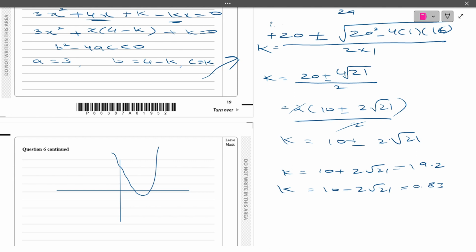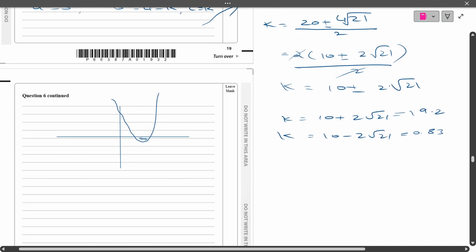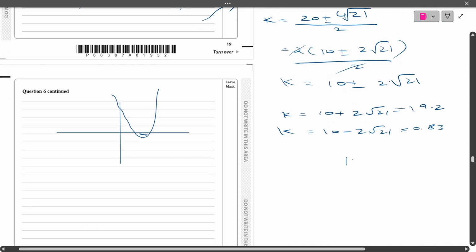Because it is less than 0, the region is below the x-axis, and I can write down the range of k as k is less than 19.2 and greater than 0.83, or I can write k is less than 10 plus 2 root 21 and greater than 10 minus 2 root 21.